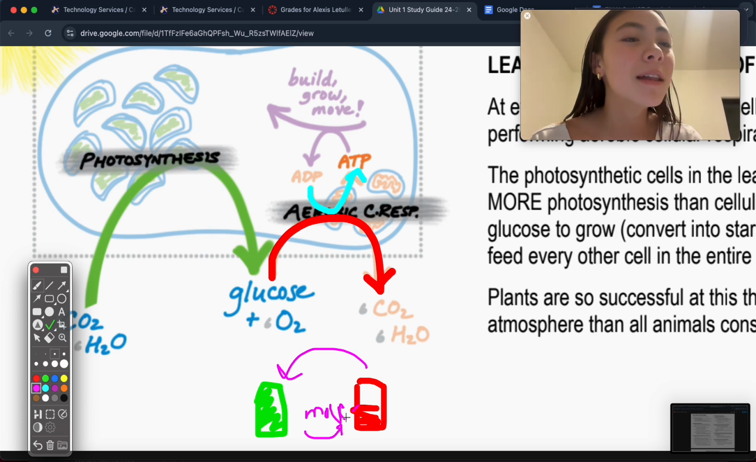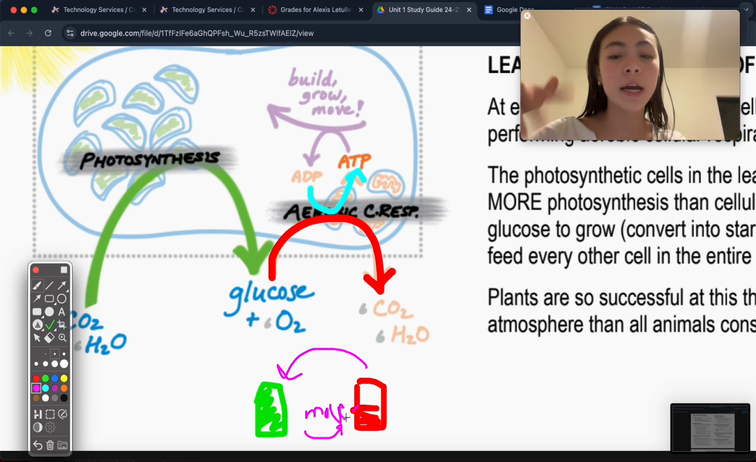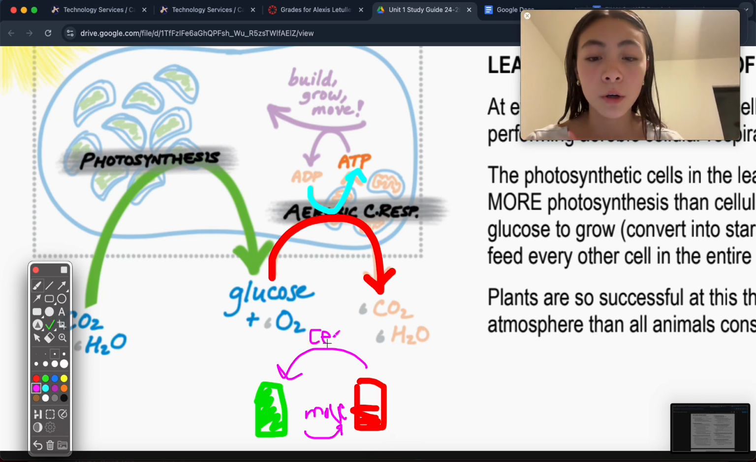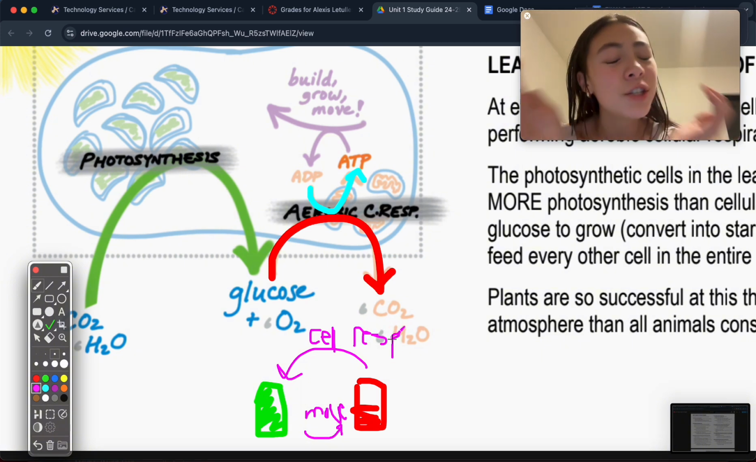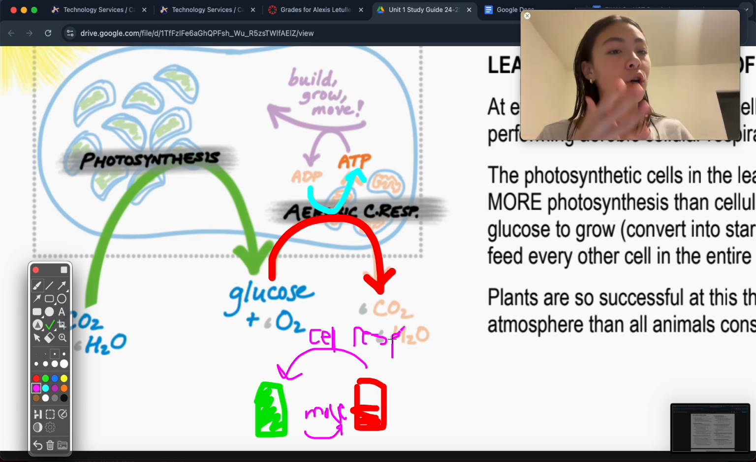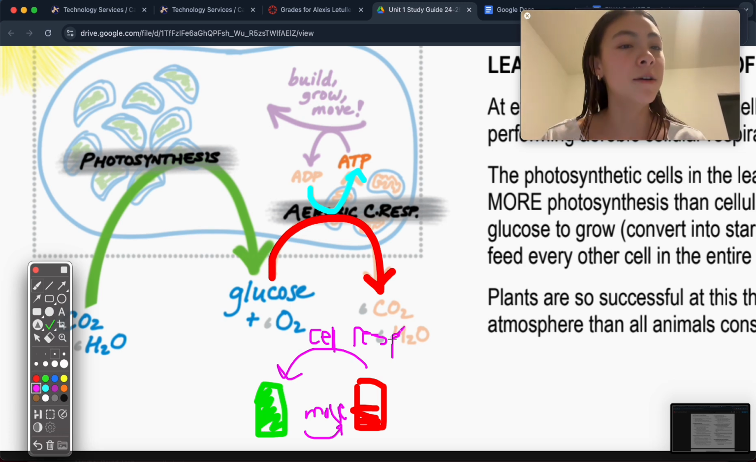It's like using our phone. When we move, it's like us burning our phone battery and it's going back to low. And then we have to use cellular respiration to recharge that ADP back into a full battery. So imagine a phone, I guess this is another analogy. When we charge it overnight or something, that's the phone's cellular respiration.